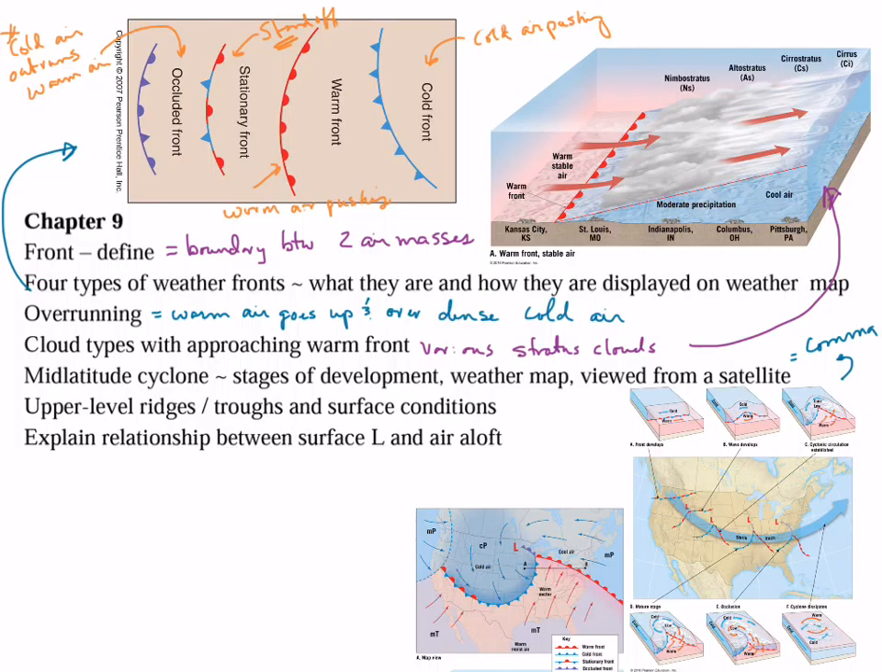So then over here on the right, there's 1, 2, 3, 4, 5, and 6 here. I guess 6 would be where it's dissipating. This is showing you the 6 steps: front develops, wave develops, cyclonic rotation, mature stage, diminish, and then it's done.